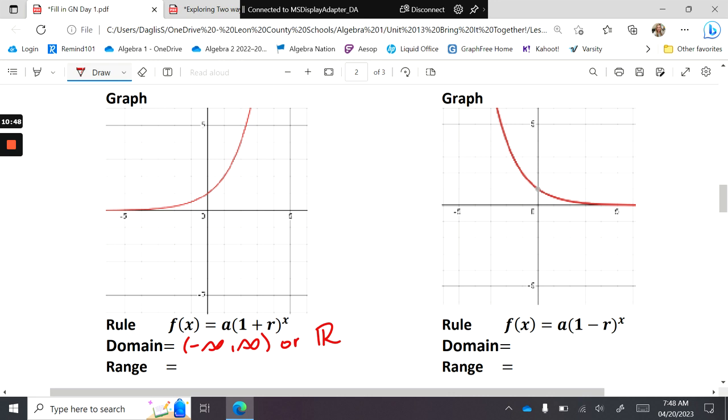How low did we go? How low do my y's get? Right above 0, right? We didn't actually touch 0. We got super, super close to it, right? So this time we're not going to use that bracket. We're going to use a parenthesis. So from 0 to infinity, having that parenthesis shows we're not including 0. We're not touching it. Okay.